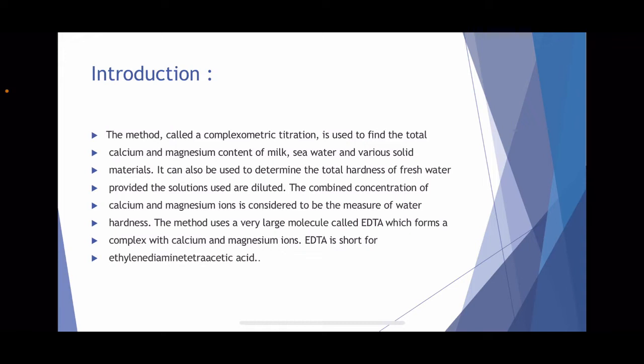The method uses a very large molecule called EDTA, which forms a complex with calcium and magnesium ions. That's why it is called a complexometric titration, because complexes are formed in it. The EDTA and the indicator as well form complexes with metal ions. EDTA is short for ethylene diamine tetraacetic acid.